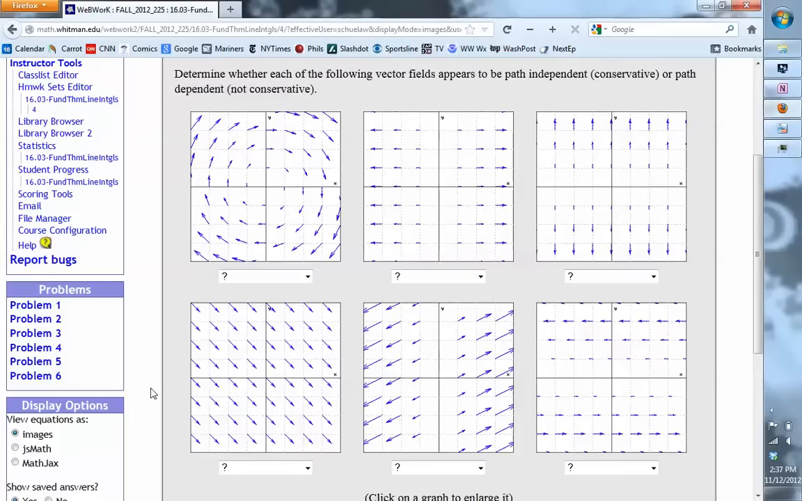Bottom middle. What do you think? Another thing about conservative vector fields is they're independent of path. So can you find 2 points where the work along one path is clearly positive and the work along another path is clearly negative?